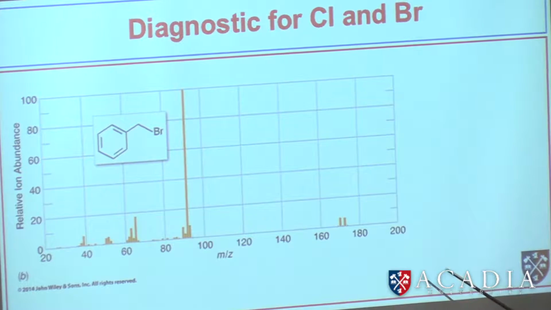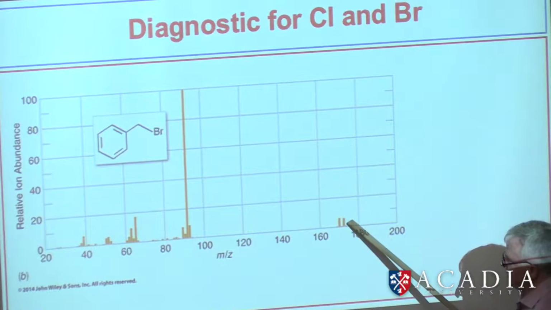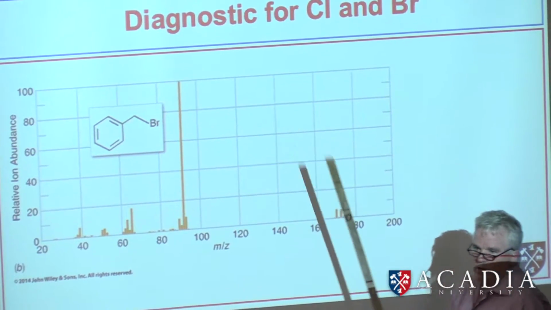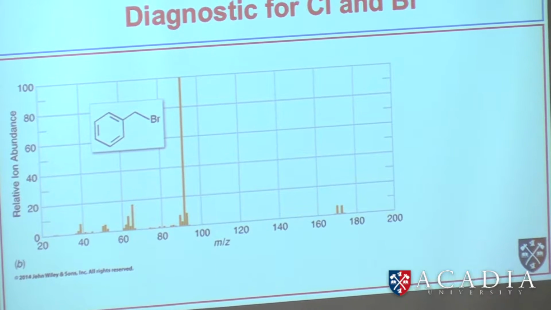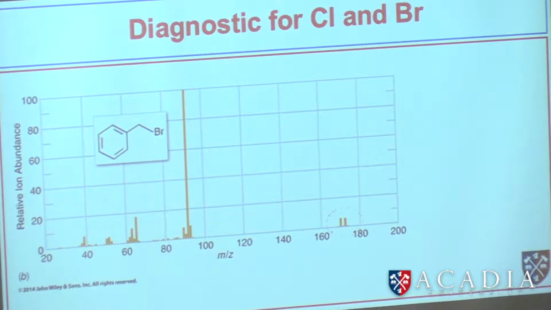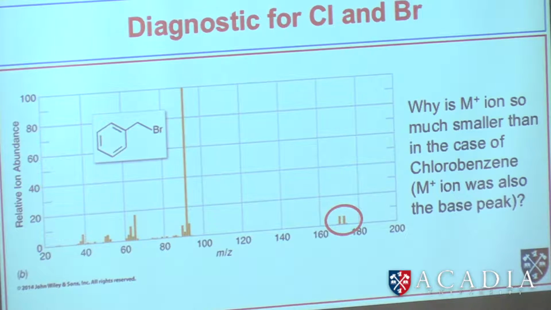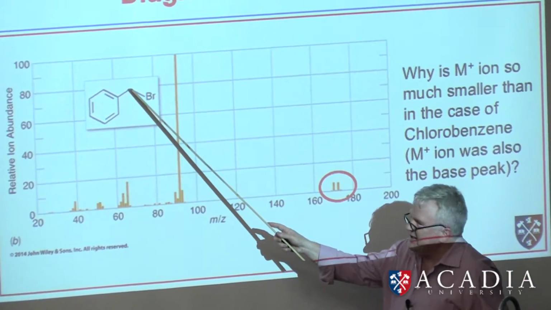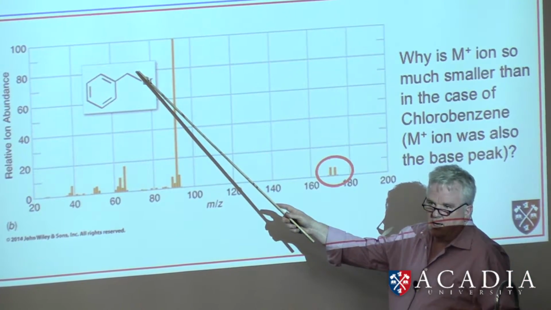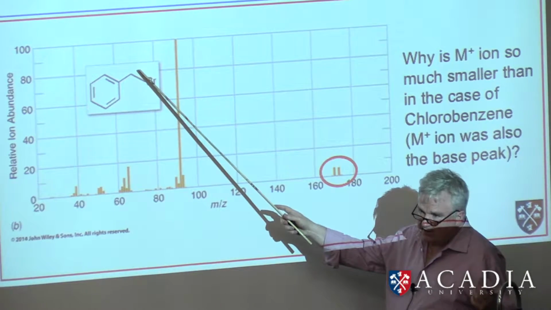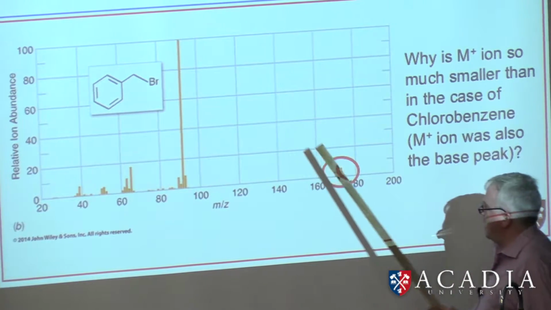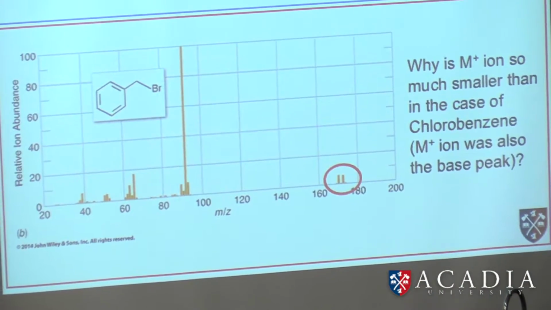So why do we have such a small peak here? And notice our parent peak is at about 93. Why is that so small? Well, it's because we can cleave off the bromine very easily. This bromine to benzylic carbon is a very weak bond. Benzyl cations are very stable because they can be resonance stabilized. So this is a very weak bond, and this no longer is the parent ion.